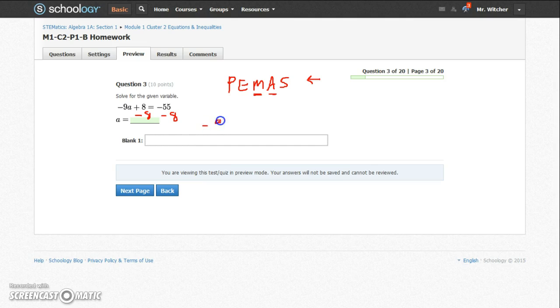And we get negative 9a equals negative 63. Now we can divide by negative 9, because we're multiplying by negative 9. The inverse is to divide. We divide by negative 9. A negative divided by a negative is some positive number. 63 divided by 9 is 7. So our answer is 7.